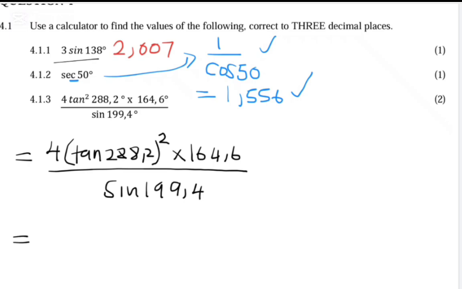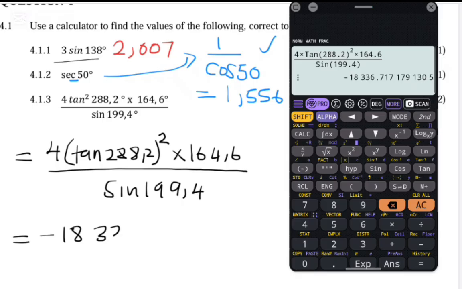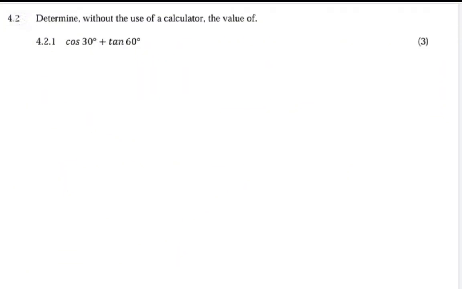So we can just punch it in our calculator right now. Let me just put absolutely everything. So here's my answer. Just look at how I've done it in a calculator. This is how you're supposed to do it. So this is going to be negative 1,8,336,717, because they say we must leave it to 3 decimal places. So I think this is how we're done with this one.